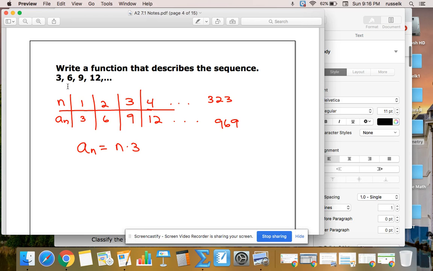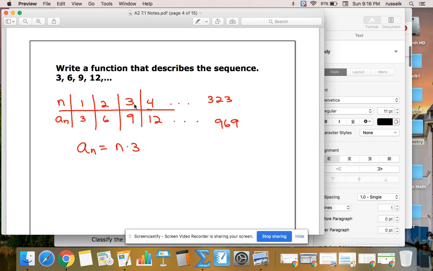I don't want to know that you're adding 3, because if I'm adding 3, that only gets me to the next term. And if I want to get to something far down the list, that's going to be pretty tough to do. What you want to do when you're writing a function is you want to relate it back to what position it's in. So we're relating back 3 to the first position, 6 to the second position, 9 to the third position, and so forth.